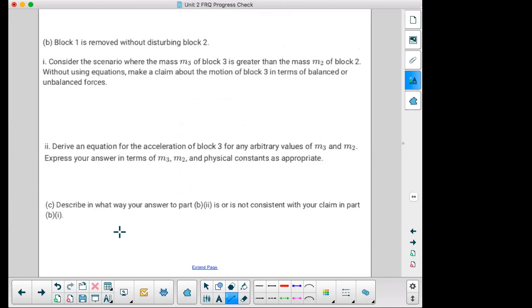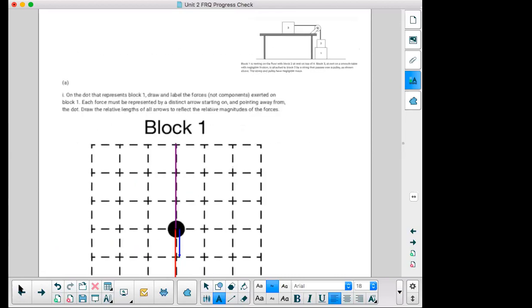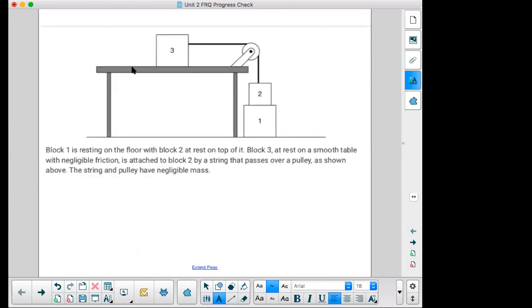Block one is removed without disturbing block two. Consider the scenario where the mass of block three is greater than the mass of block two. Without using any equations, make a claim about the motion of block three in terms of balanced or unbalanced forces. So going back to here, guys, this is a frictionless table. So now they're asking, if this is a lot of mass and this is a little bit of mass, and we quickly get rid of block one, right?